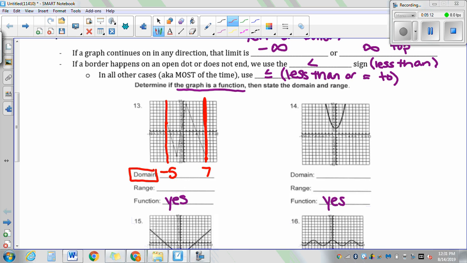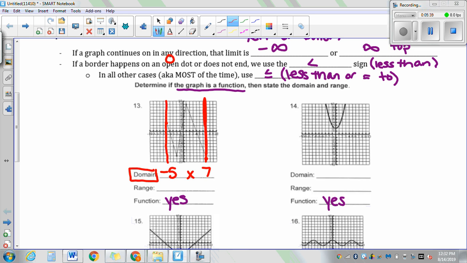Now here's where these signs come into play. Remember, domain is all of the x values. So I'm going to stick an x in the middle just to say we're talking about domain. And then if a border happens on an open dot or does not end, well, that doesn't apply here, right? This graph clearly ended, and it was a solid dot in there, right? That dot was closed off. An open dot is going to look like that. You won't see that very often on an air test.